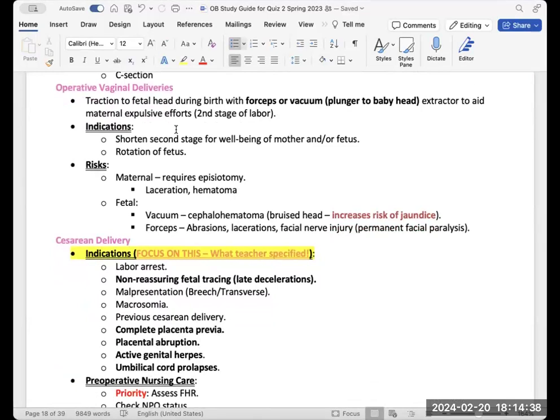So, we have operative vaginal deliveries, which is basically when there's traction to the fetal head during birth through forceps or vacuum, which is kind of like a plunger to the head, to aid in the maternal expulsive efforts, right, to help the baby come out. So when would we typically use it? To shorten the second stage for the well-being of either the mother or the baby, or for rotation of the fetus, if the baby's moving, right?